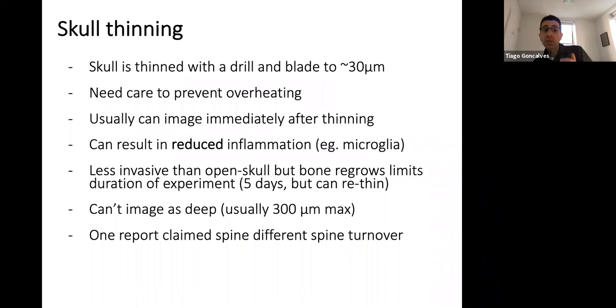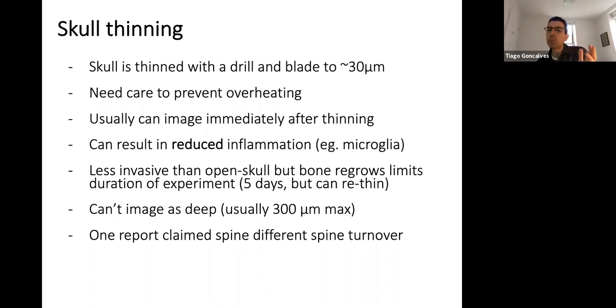Another method is skull thinning. The skull is thinned with a drill and then a blade, and it becomes usually around 20 to 30 microns thin. You need to be very careful when you do this, because you use abrasion to thin the skull, and you can overheat the area underneath the skull. So you can actually cause damage due to the heating. You can usually image immediately after thinning. There's no need to wait for inflammation to subside, because if you do it properly, there's very little inflammation.